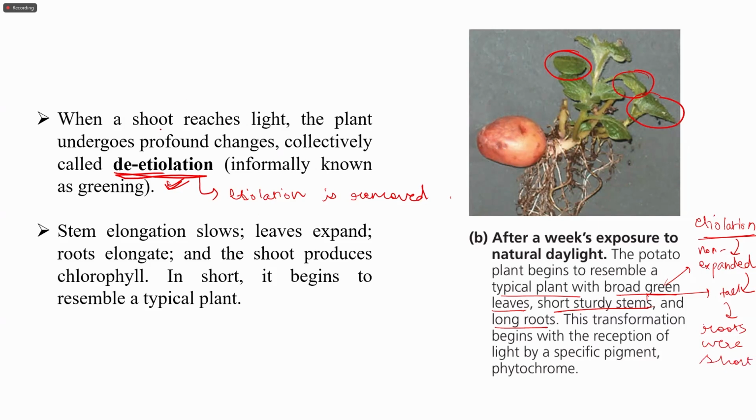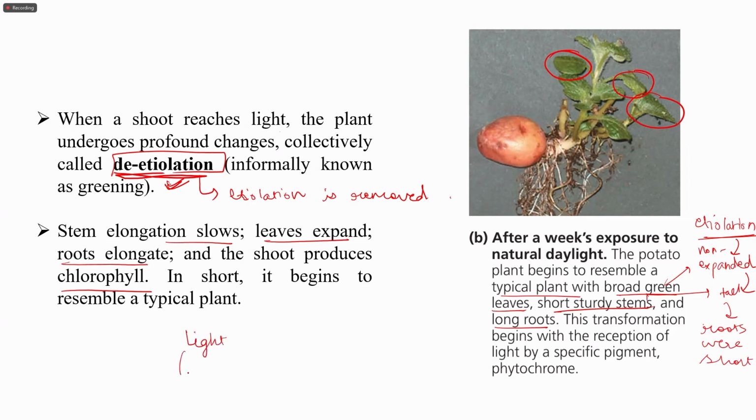But when the shoot reaches the light, the plant undergoes profound changes, which are collectively called de-etiolation, informally known as greening. Now, stem elongation slows, leaves expand, roots elongate, and the shoot produces chlorophyll. So, in short, it begins to resemble a typical plant. And this transformation begins with the reception of light, because obviously this response is due to the presence of light.